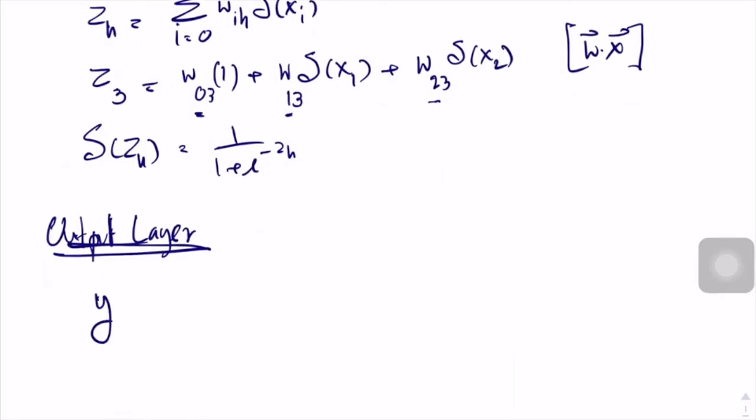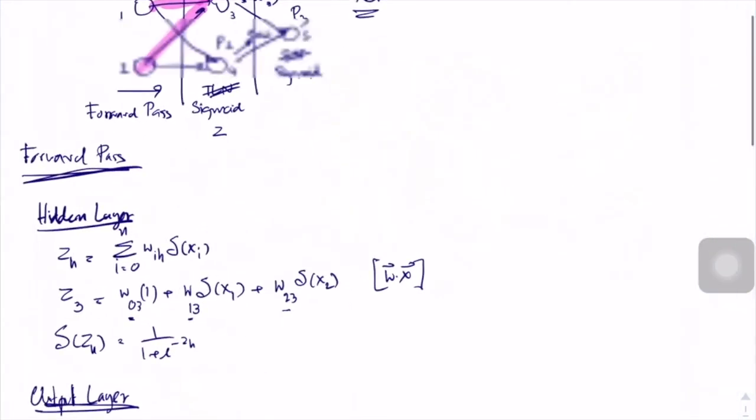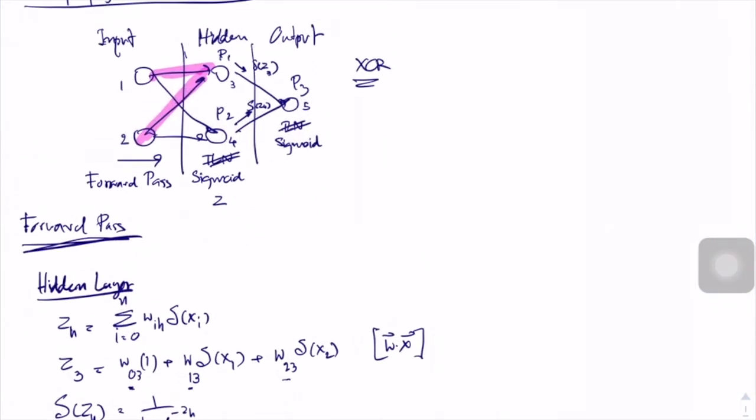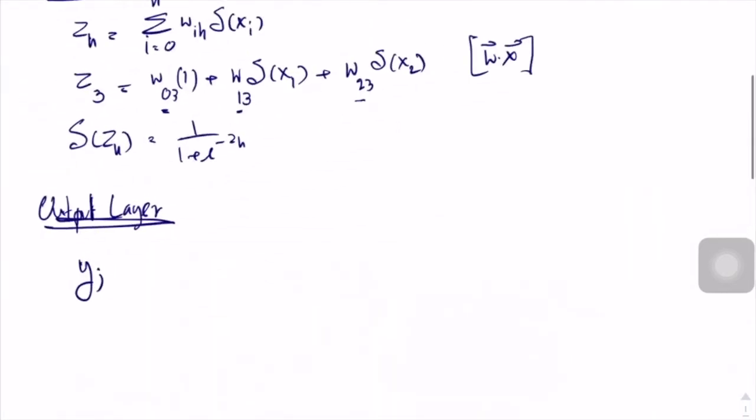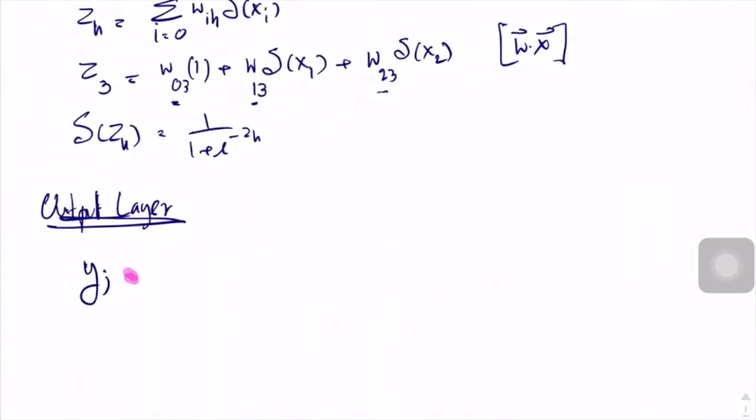So we start from the output layer. The output summation in the hidden layer, I use C to be the output, the summation of the X from the input node. And in output layer, I use Y to denote the summation of the weight from hidden to output.